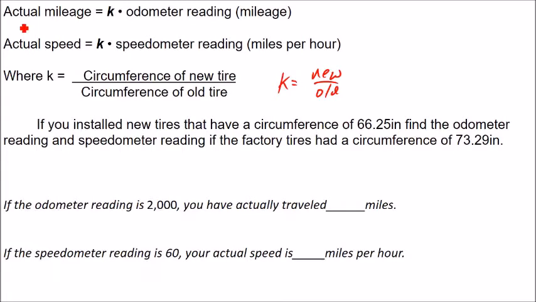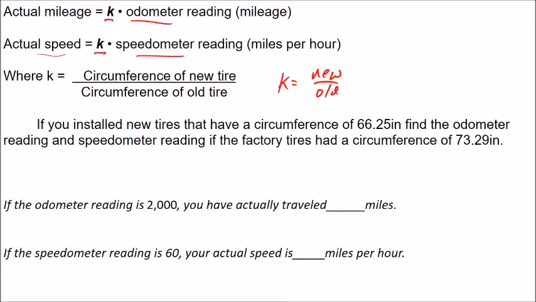The actual mileage is taking that K value and multiplying it times your odometer reading, how many miles you've driven since the tire change. Your actual speed, again, is that K value times whatever your speedometer says you're going, how fast your vehicle is actually traveling, or how fast your speedometer says your vehicle is actually traveling.